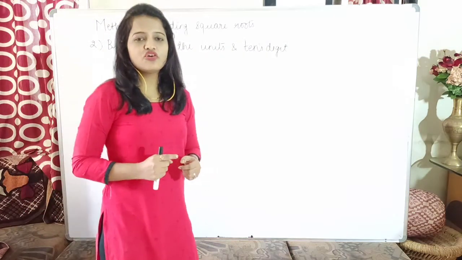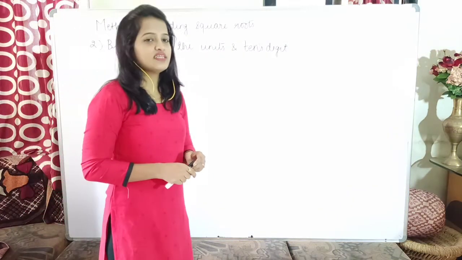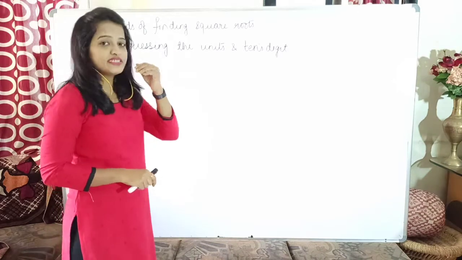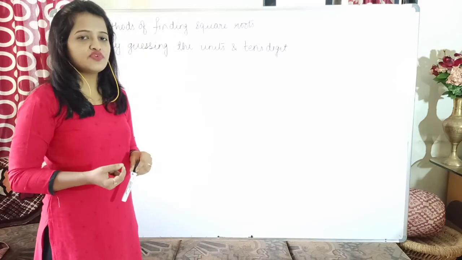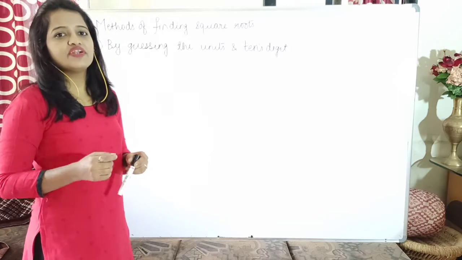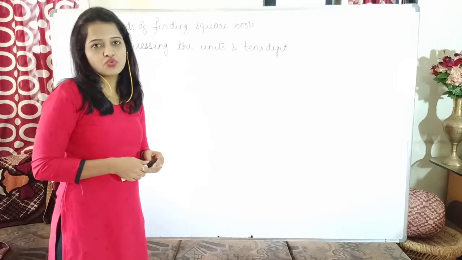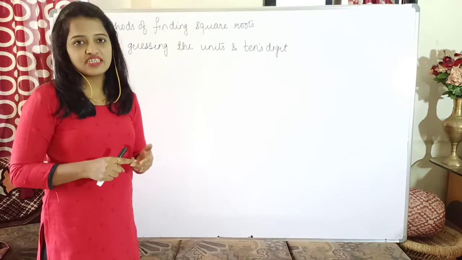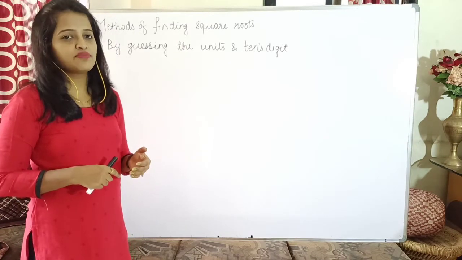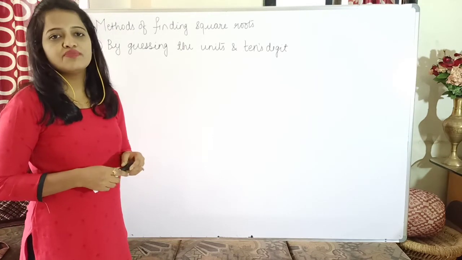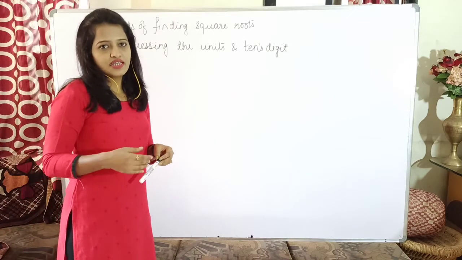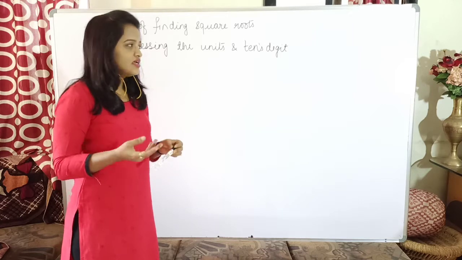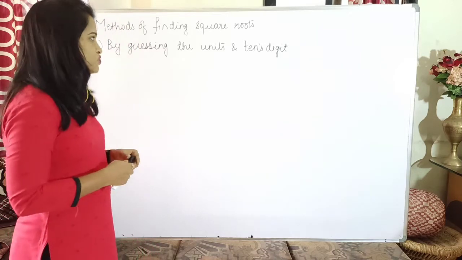The next method of finding the square root of any number is by guessing the units and tens digit. Now we already know which digits, when present in the unit place, will tell us whether the given number is a square or not. So 2, 3, 7, 8. If these 4 digits are present in the unit place, the given number will not be a square. But if other digits are present, the given number may or may not be a square. Now let us check.